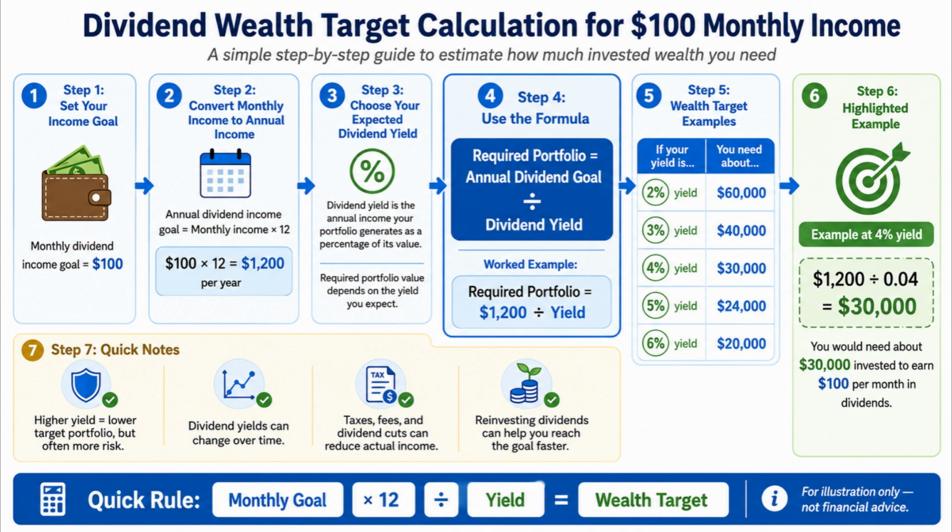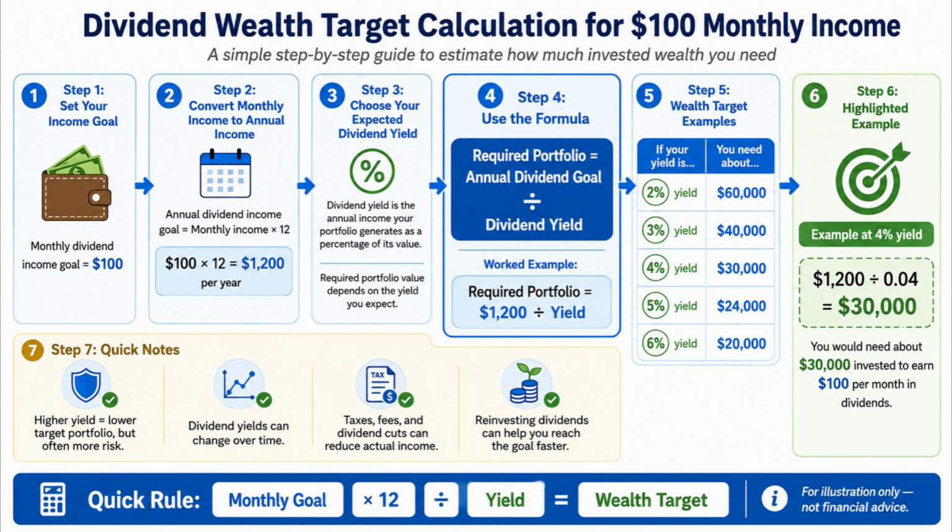For example, if the expected dividend yield is 4%, we convert 4% into decimal form, which is 0.04. Then we divide $1,200 by 0.04. This gives us $30,000. Therefore, at a 4% dividend yield, an investor would need about $30,000 invested to earn around $100 per month in dividends.